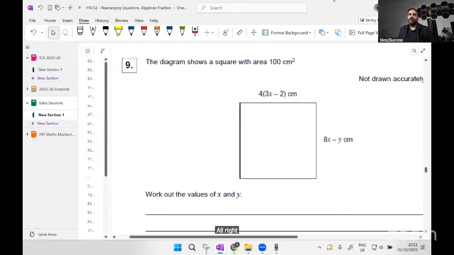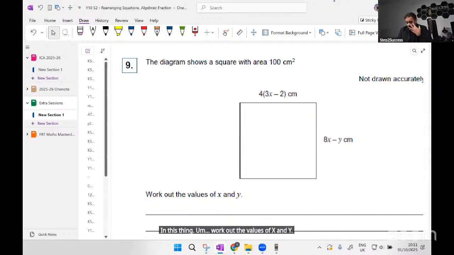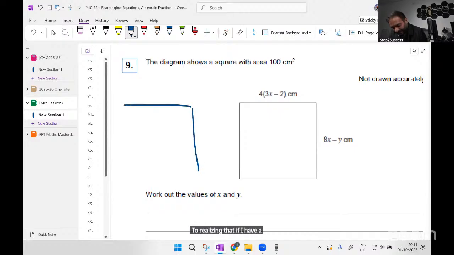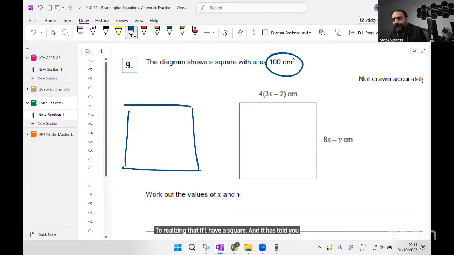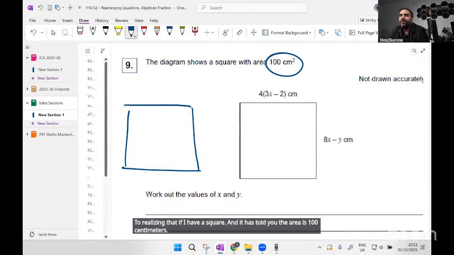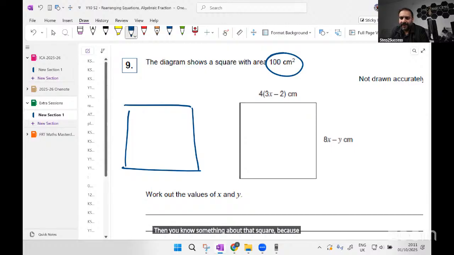All right, this one. This is probably the trickiest question in this thing. Work out the values of x and y. So there's a trick here to realizing that if I have a square and it has told you the area is 100 centimeters, then you know something about that square, because the only way a square has an area of 100 is if it's 10 by 10. That's the only way, because you have to times them together. They have to be the same because it's a square, and they times together to give 100. So 10 is the only option.